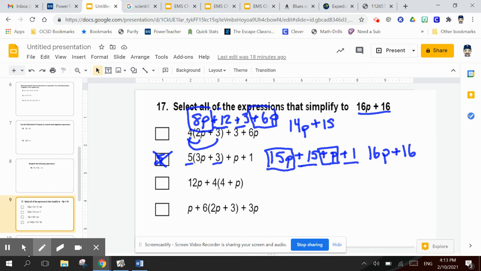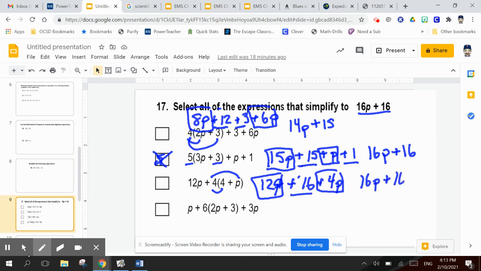Again here, 12p plus 4 times 4, which is 16, plus 4p. 4 times p is 4p. 12p plus 4p is 16p plus 16. Again, yes, that matches up there.